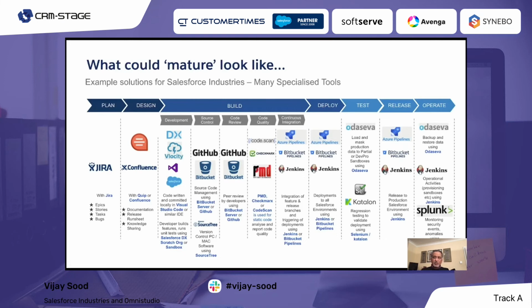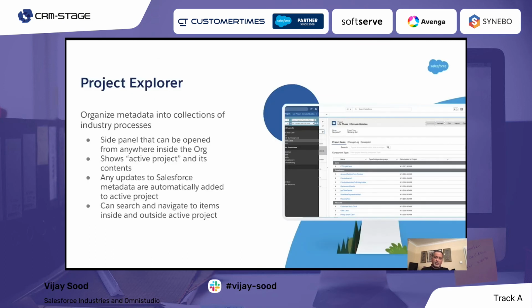So the one that I missed out also was Project Explorer. Just as I mentioned on the release side, this is a panel within the org that shows the active project. It shows the updates that you have from that tool set, and it shows you what Salesforce metadata can be automatically updated. This is a good thing for release managers, I'd have to say.